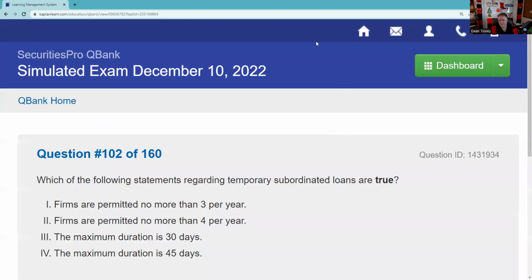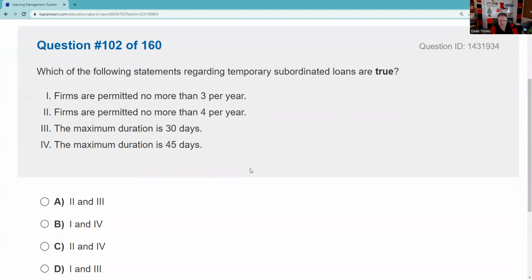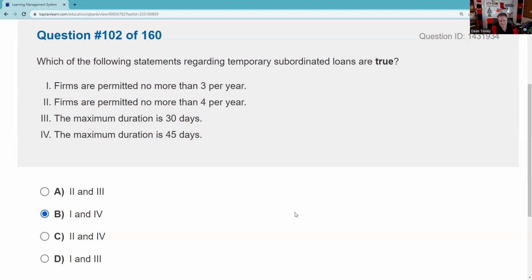Question 102. Which of the following statements are true regarding a temporary subordinate loan? I would definitely know this. They can only be used for firm commitment underwritings. Firms are permitted no more than 3 per year. That's true. Firms are permitted no, 1, Roman numeral 1. The duration is 30. No, the duration is 45. I would definitely know it's 1 and 4. Make sure you also know they can only be used in firm commitment underwritings to restore capital, right? Because remember, when we're doing a firm commitment underwriting, whatever we don't sell goes into inventory. We're going to have to take a 30% haircut.